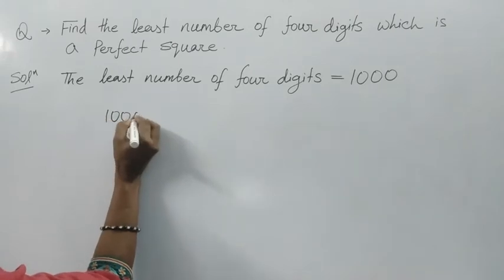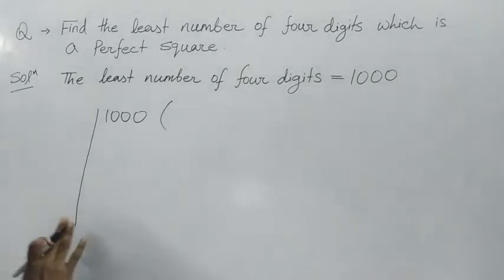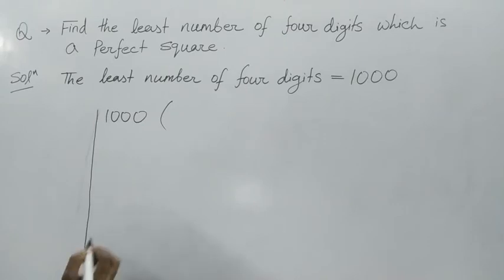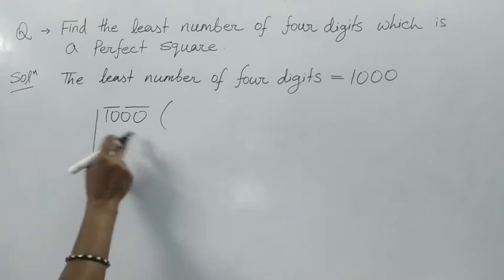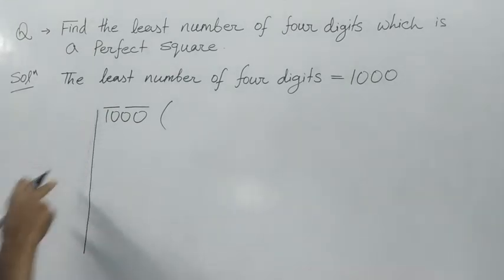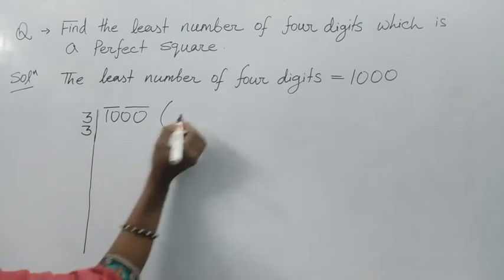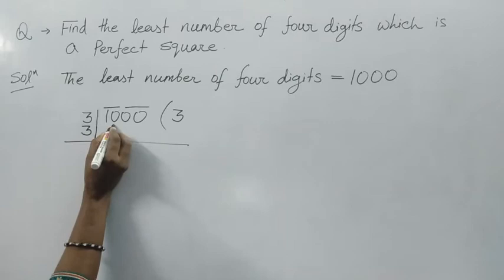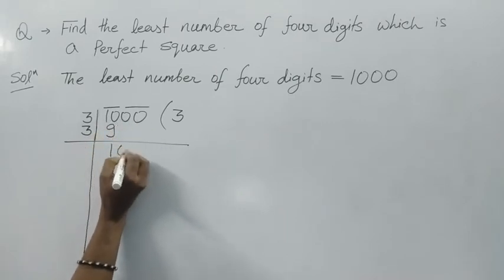So 1000. First of all make the pair. So we have 2 pairs here. So for the first pair, 3 3. So write 1 3 here as a quotient. Now 3 3 is 9. Subtract 1. Now write down the next pair 0 0.